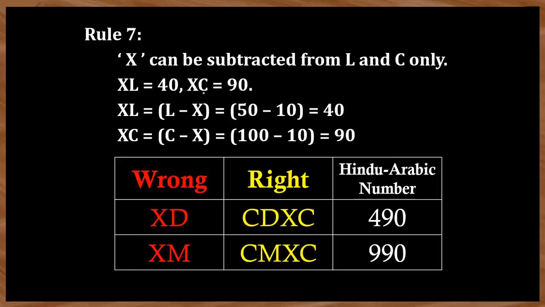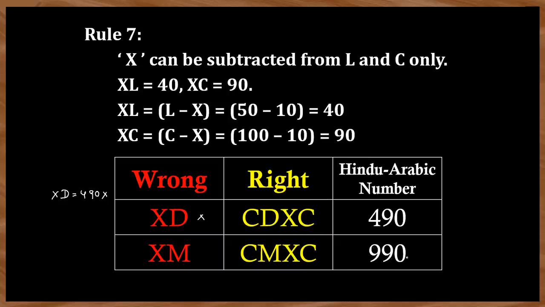To write 90 you have to write XC, which is 90. But you should not use this method to write 490. If you want to write 490, you should not subtract 10 from the 500 like this. XD is the wrong method. If you subtract 10 from 500, that may be 490, but it is the wrong method. So if you want to write 490, first you have to write 400 plus 90, CD plus XC, which is CDXC. That is the correct method.